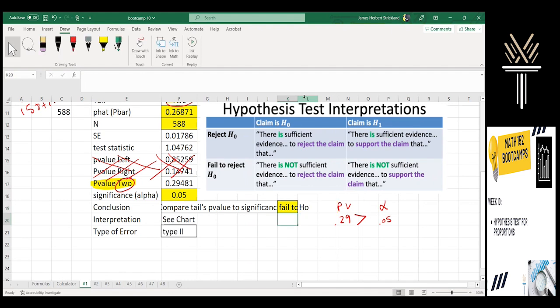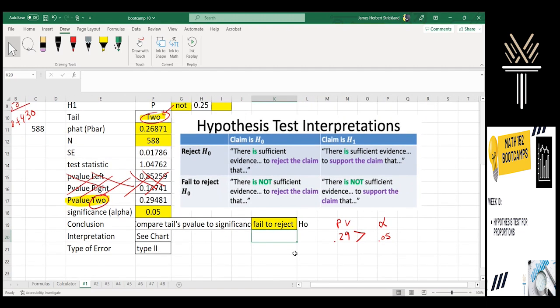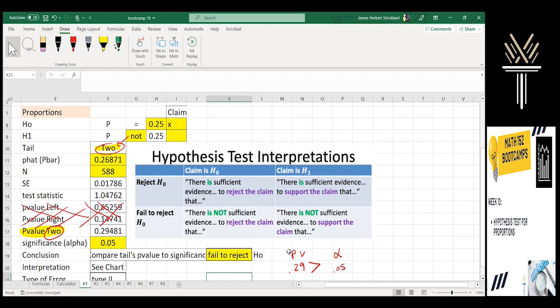Remember, significance is when it's smaller. So we're going to fail to reject. So now we're ready for the hard part, the conclusion. But this table here should help you with that. So what did we do? We said the claim is the null hypothesis. And we said we're going to fail to reject.